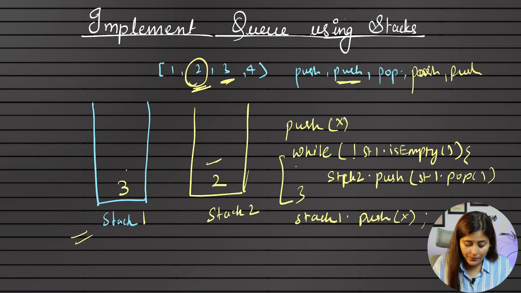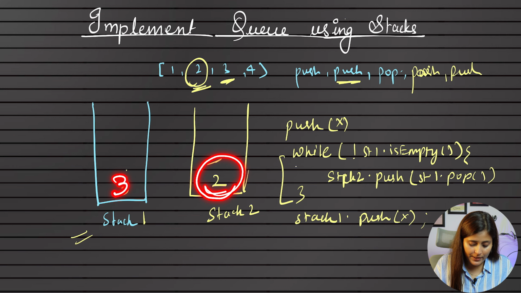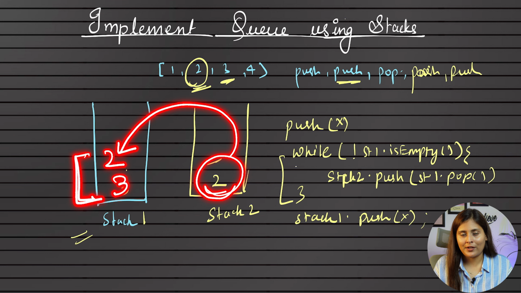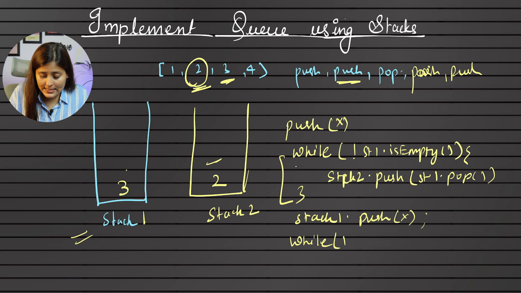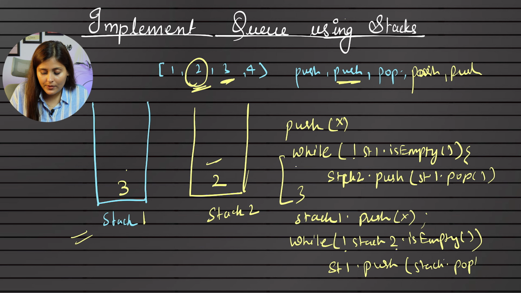Now as 3 has been inserted, whatever is there in the stack 2, we will bring it here, and now it will arrange like this in the reversed order. Whatever was inserted at first, now appears at the beginning. So after this again we have to run a while loop. While our stack 2 is not empty, now we will bring it back. So in stack 1 we will push after popping from stack 2, correct?